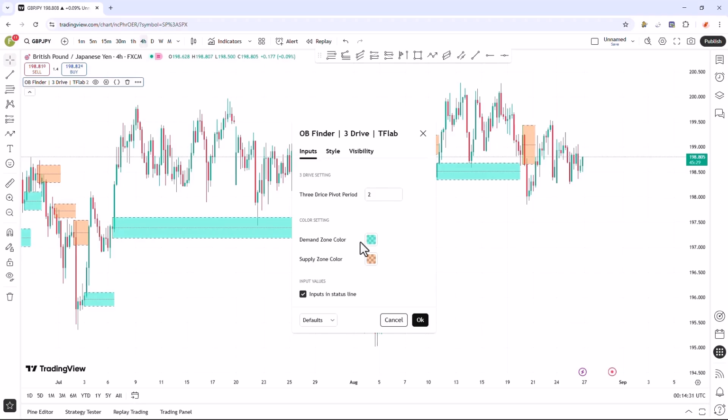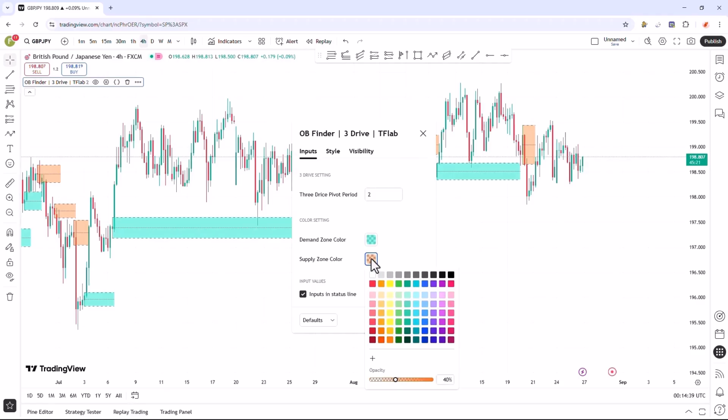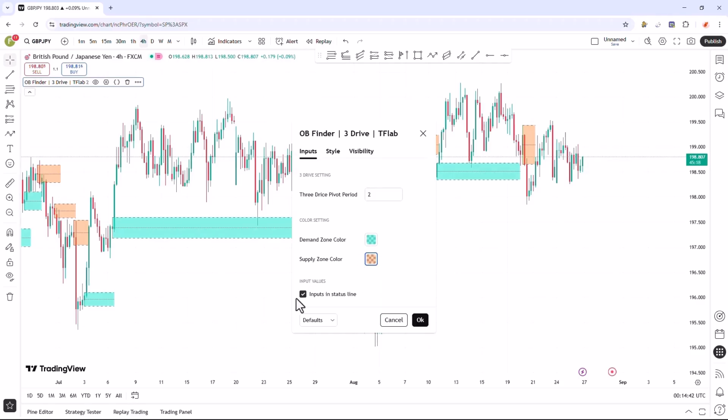In the section below, we can also change the color of the bullish order block or demand zones and the bearish order block or supply zones to any color we like. In the last section, we can enable or disable the visual display of these various inputs within the status line, providing a clear overview of their current state.